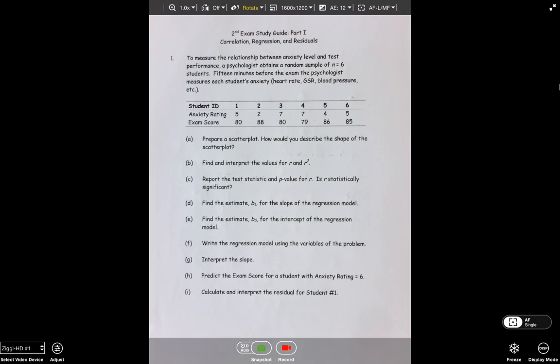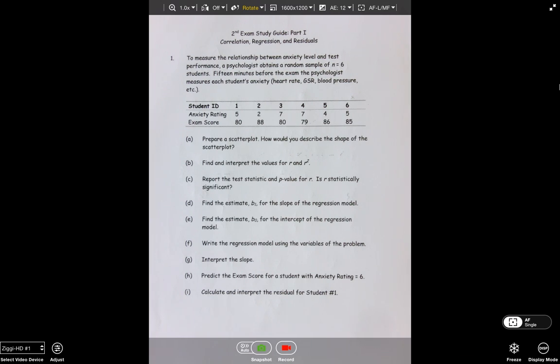All right, gang. Let's get into the study guide part. So this example here is just going to focus solely on the correlation, regression, and residuals part.